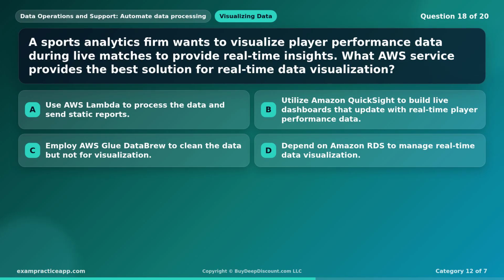Explanation. Amazon QuickSight is ideal for the sports analytics firm, as it supports real-time data visualization. QuickSight's ability to integrate with live data streams and update dashboards in real time makes it a perfect tool for visualizing player performance during live matches, providing actionable insights instantly.